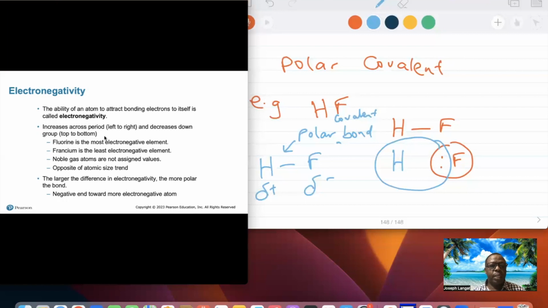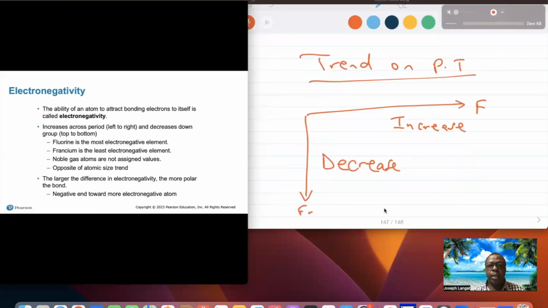This is the trend. From left to right, it increases. Fluorine is the most electronegative, and francium is the least electronegative. This is what I indicated in the trend. I like to use some illustration, to look at it visually. So this is the most, this is the least. On the PowerPoint slide, it's mentioned here.